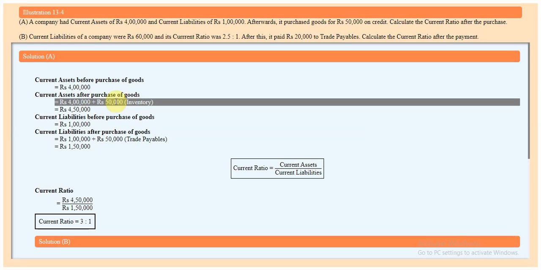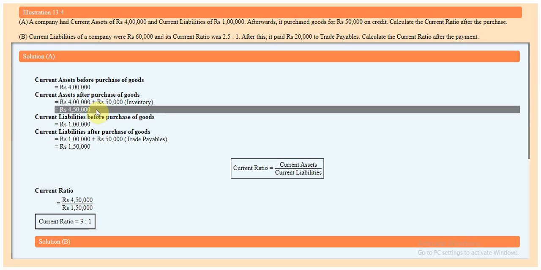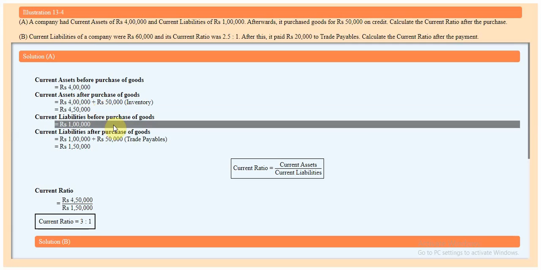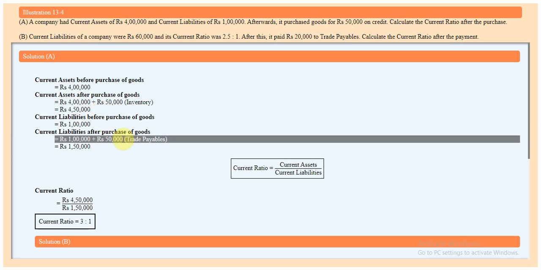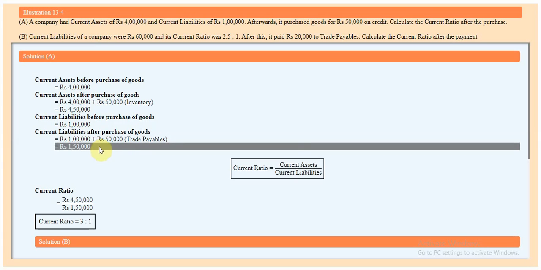50,000 rupees worth of goods will get added to current assets. So we have a current asset balance of 4,50,000. And for current liabilities before purchase, it is already given in the question, which is rupees 1 lakh. And what will be added to that 1 lakh? 50,000 of trade payables. Because we are purchasing goods on credit, creditors worth 50,000 will have to be added to current liabilities. So we have current liabilities equal to rupees 1,50,000.